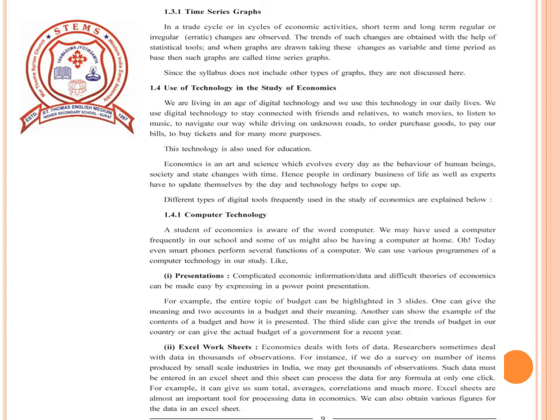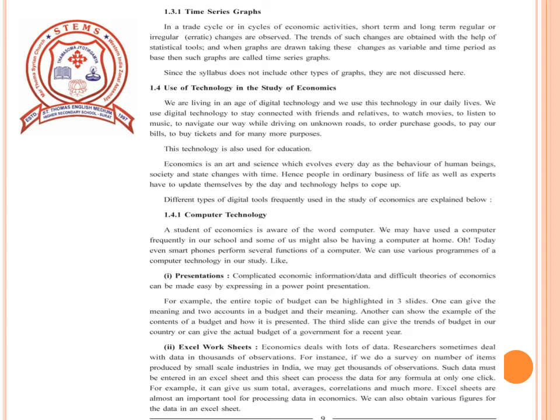Now the different types of digital tools frequently used in the study of economics are explained below. So let us study them one by one. Now, computer technology. A student of economics is aware of the word computer. The word computer is known to each and every student, or each and every person, right?